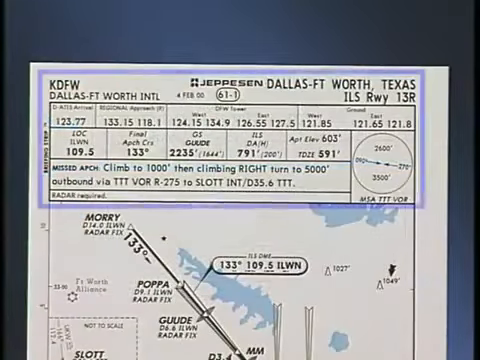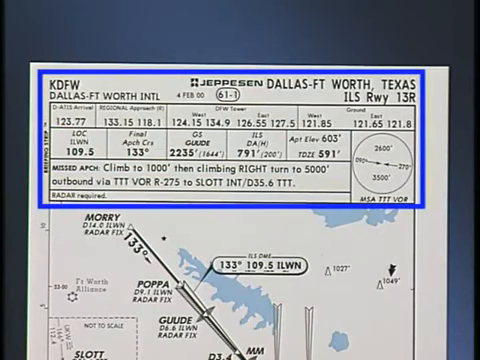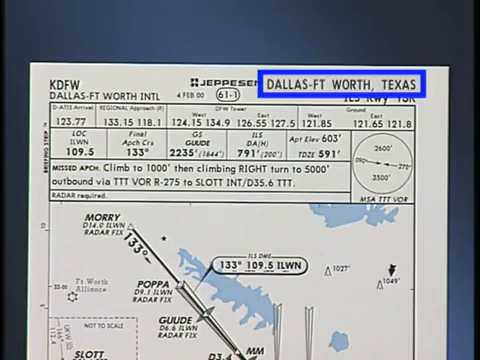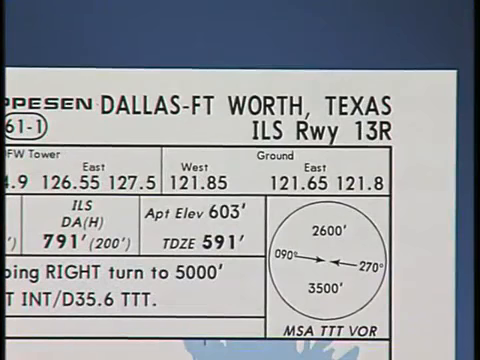Let's take a closer look at the heading portion of the chart. The information on the chart flows from right to left. On the top right side, you will find the location of the airport by city and state. All Jeppesen civil approach charts are filed alphabetically by city name within the state. The city name is shown in bold print for easy recognition.